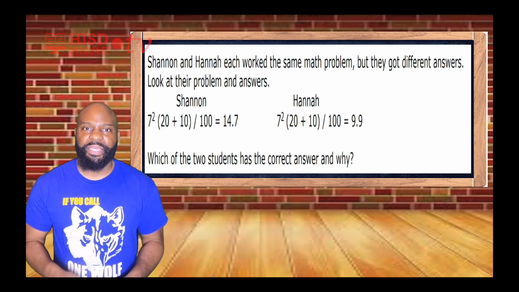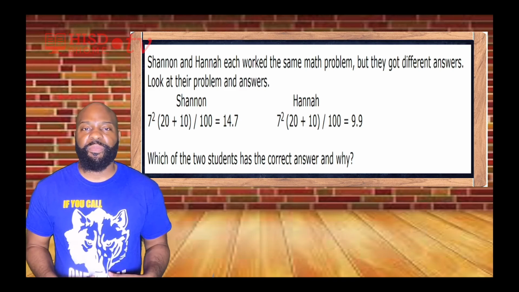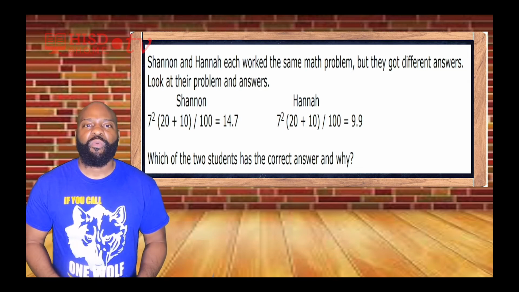So that's the difference between multiplying and exponents. We have to write that number down twice, but we're not adding that number. We are multiplying that number by itself. So 7 times 7 gives us 49, and now we have 49 times 30 divided by 100.